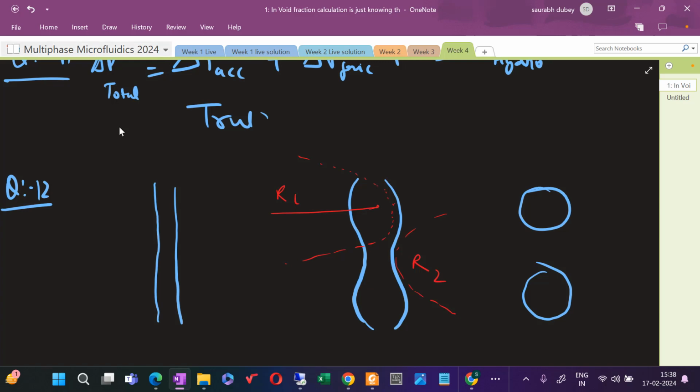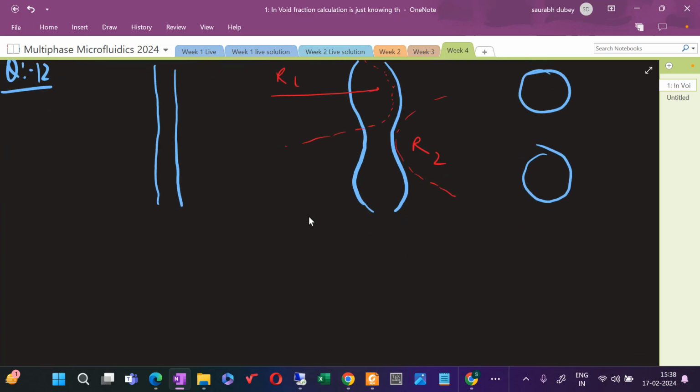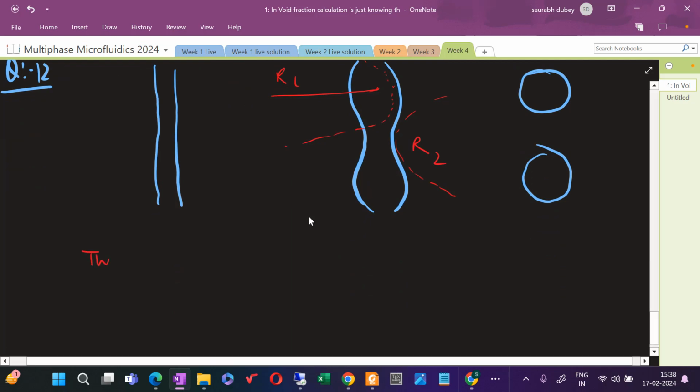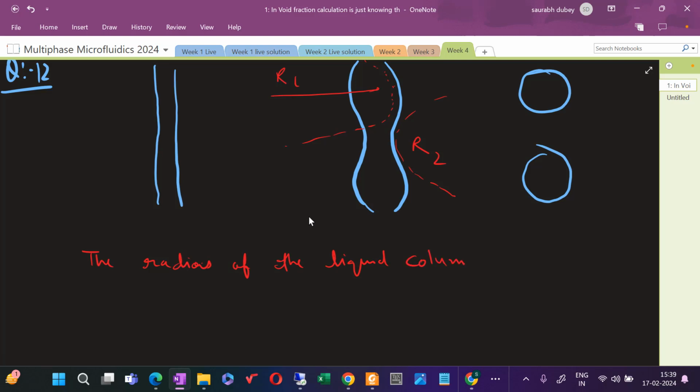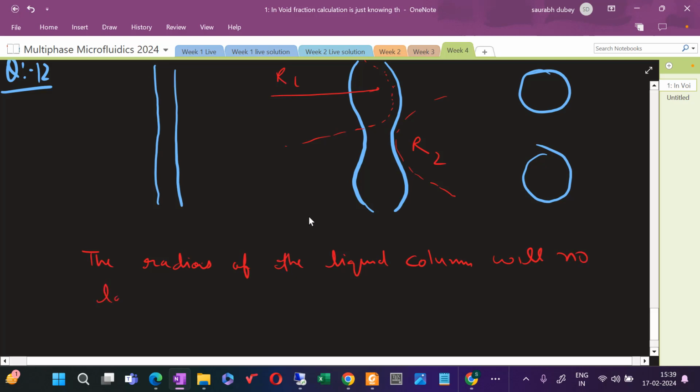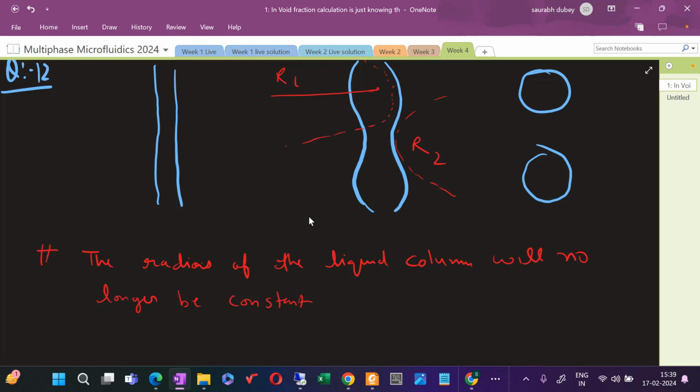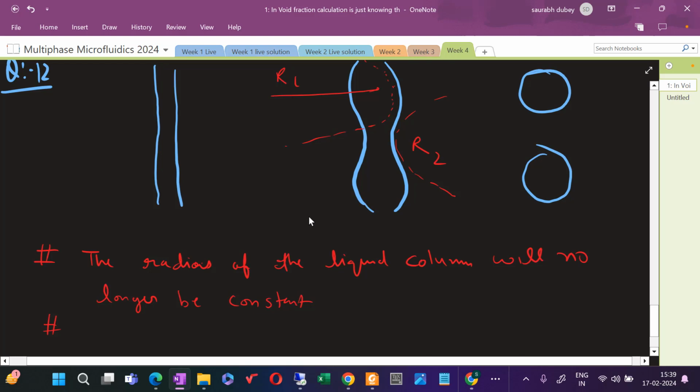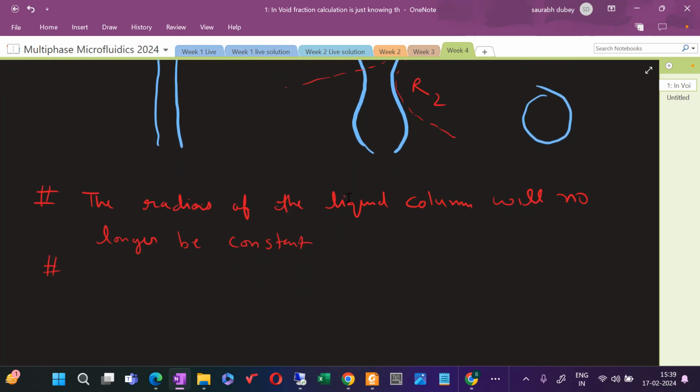And the radius of the liquid column will no longer be constant. Why will it not be constant? Because there will be a Laplace pressure difference.